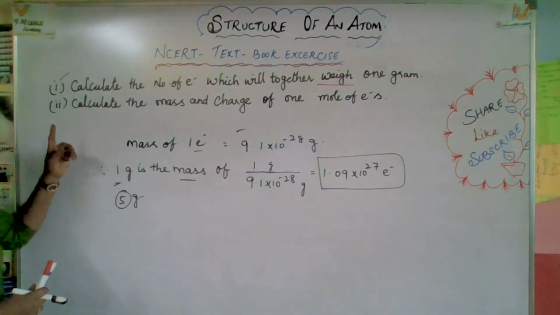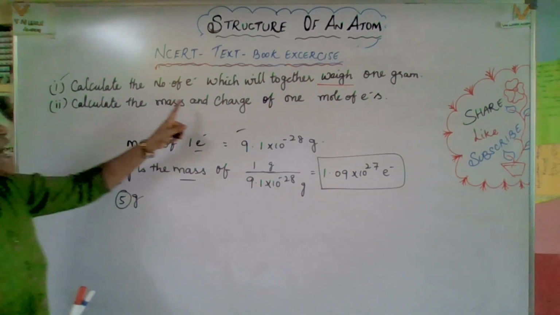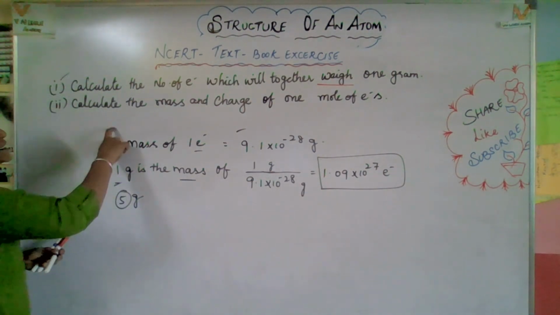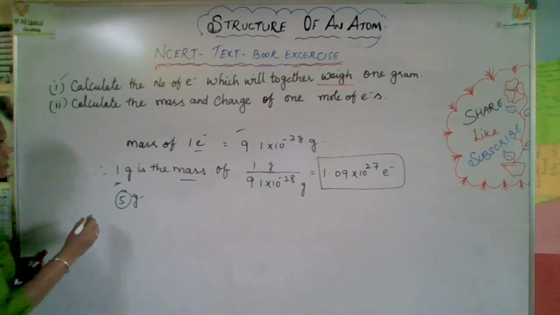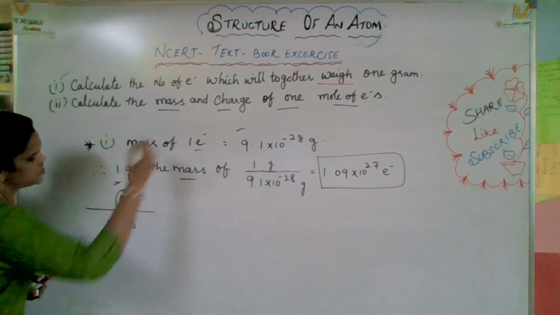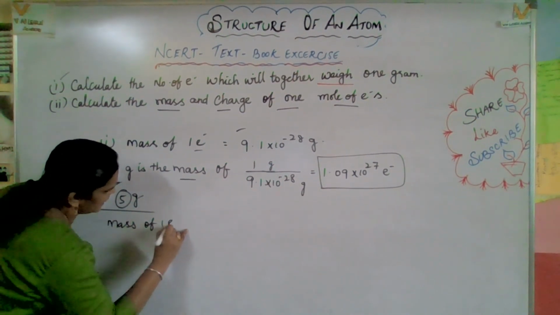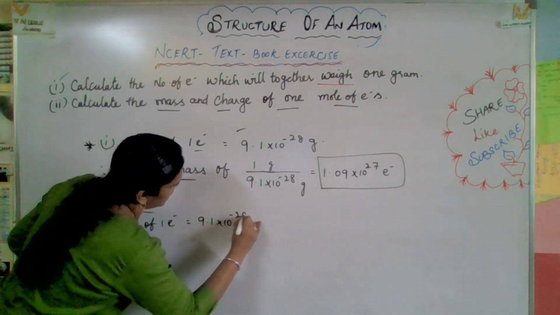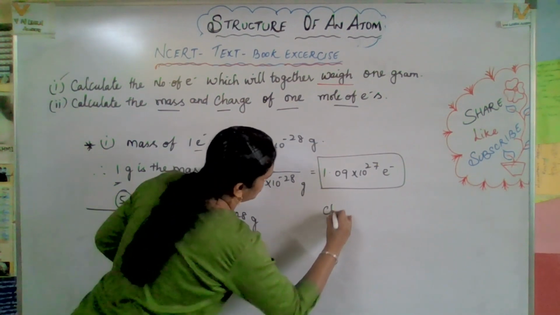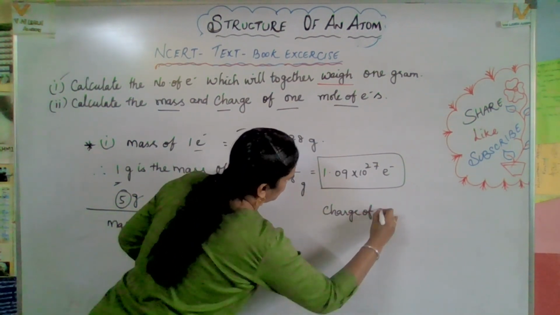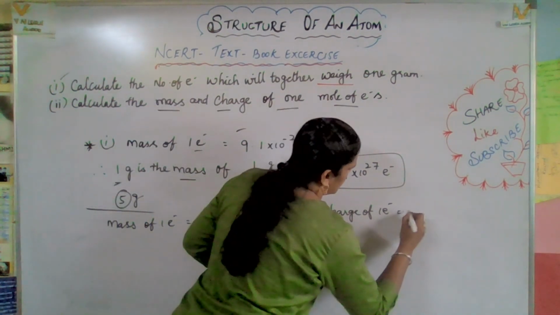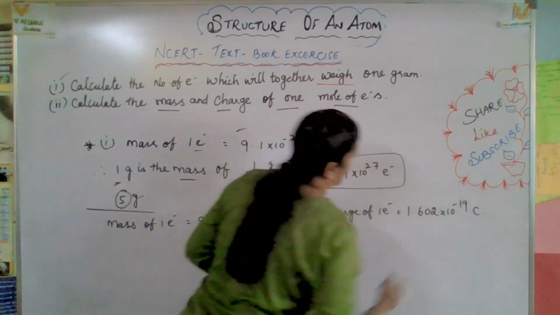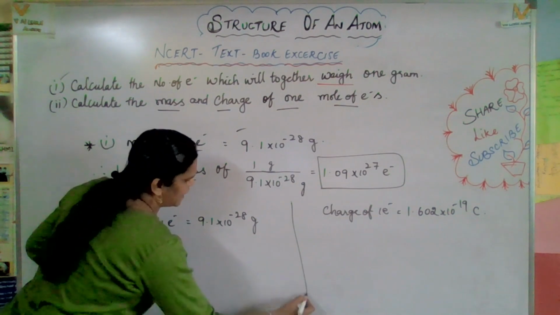Come on, let's go for the second question. Calculate the mass and the charge of 1 mole of electron. This is very simple. They're asking the mass of electron and the charge of electron. The mass of 1 electron is equal to how much? 9.1 into 10 to the power of minus 28 gram. And in the same way, the charge of 1 electron is equal to how much? Here, 1.602 into 10 to the power of minus 19 coulomb. Right?